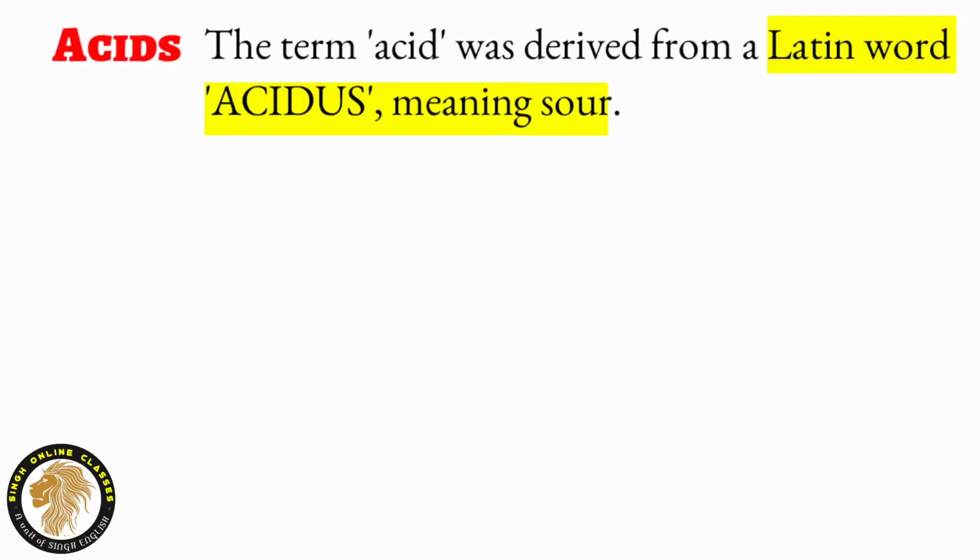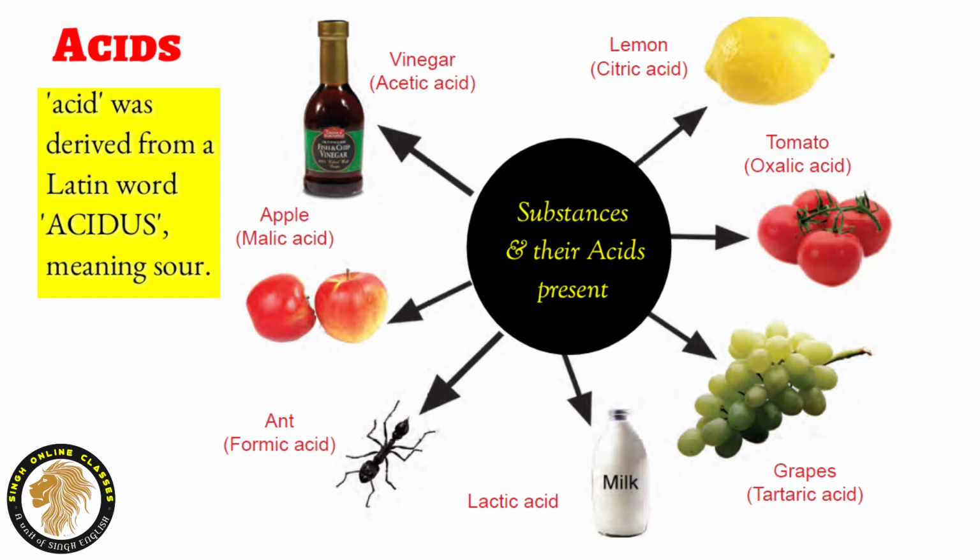The term acid has its origin in the Latin word acidus, meaning sour. In fact, anything that tastes sour contains an acid. For example, lemon juice, tomato, vinegar, etc. all taste sour. Some of the naturally occurring substances that contain acids are given here. You can see. Aqueous solutions of acids are generally sour in taste. Acids turn blue litmus red, conduct electricity and react with bases to form salts and water.